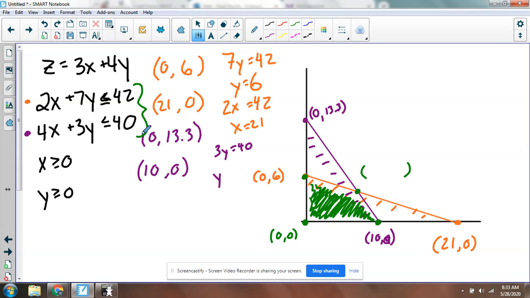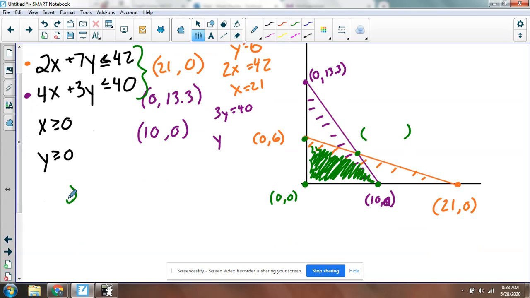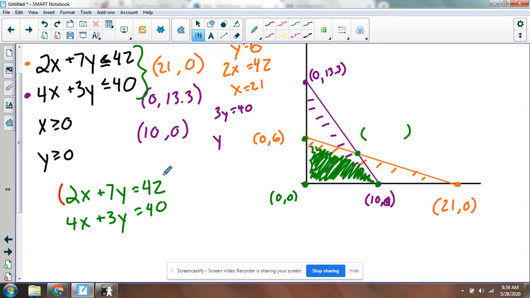So I'm just going to rewrite them as lines, not inequalities, as equations. So 2x plus 7y is equal to 42. And 4x plus 3y is equal to 40. Okay, now I'm going to solve this using elimination. I'll multiply the first equation by -2. This way I'll have matching opposite coefficients here. I'm just going to rewrite this equation below so I can add them.